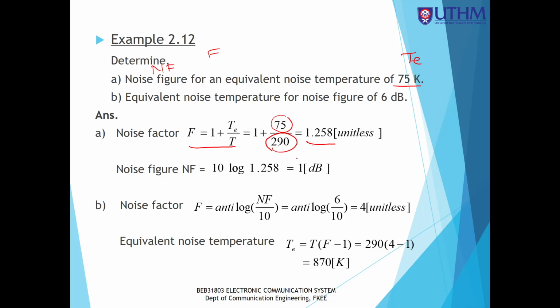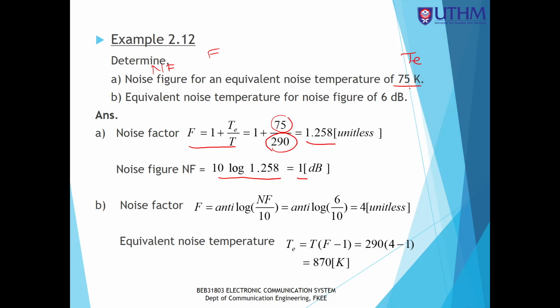From here you can find the noise figure, which is 10 log of the noise factor. So 10 log of 1.258 is actually 0.996806, rounded up to 1 dB.